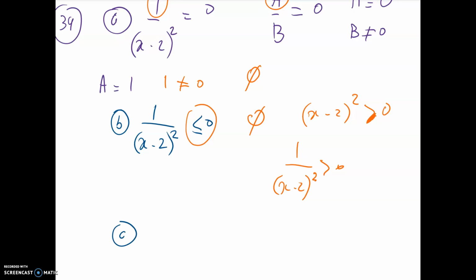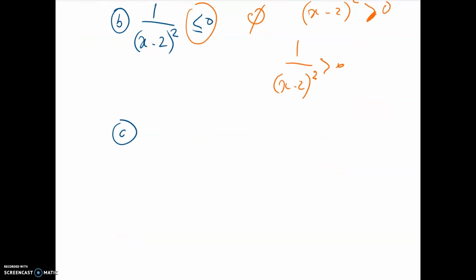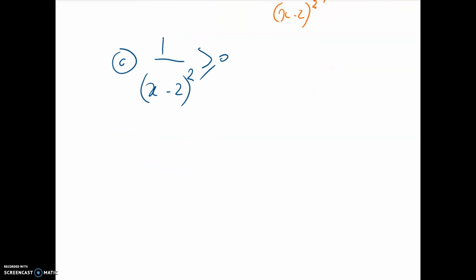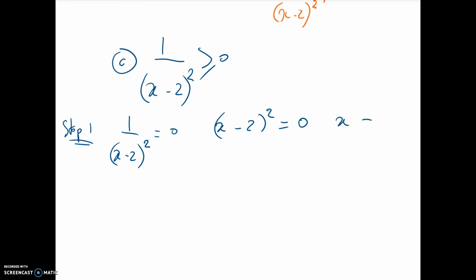Finally, for C, we are dealing with 1 over (x minus 2) squared greater than or equal to 0. So when I look at my step number 1, which is to pretend that we're having an equation, 1 over (x minus 2) squared equals 0. I know 1 cannot be equal to 0, and (x minus 2) squared is not supposed to be equal to 0, but if we pretend it is, based on the process we have to follow, we end up with x equals 2.